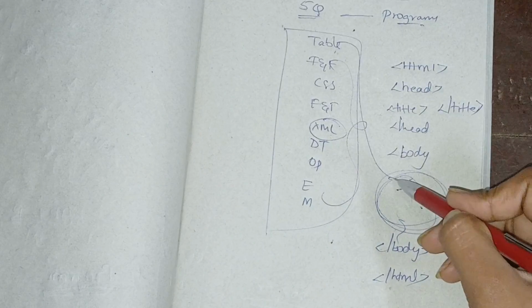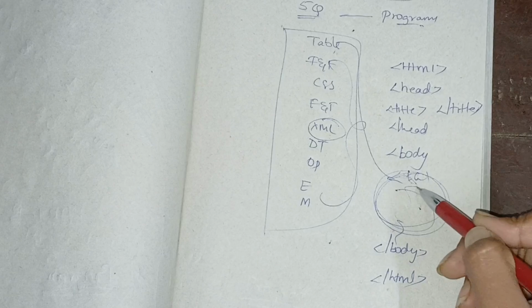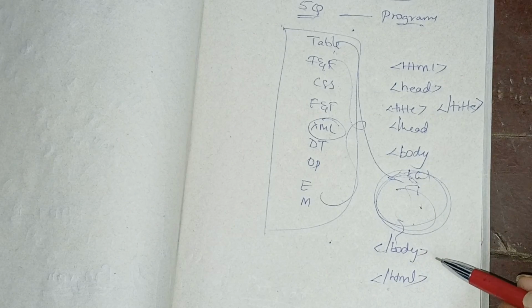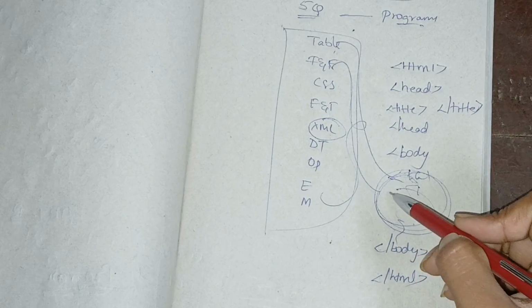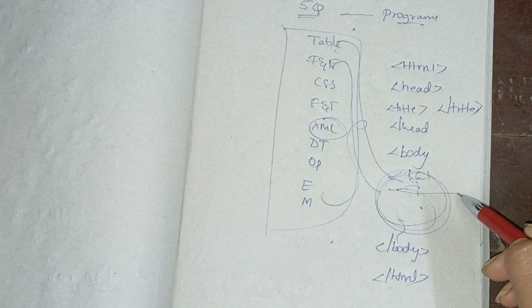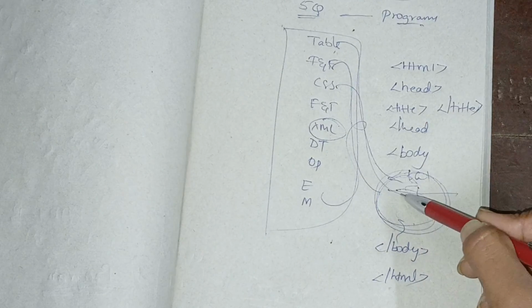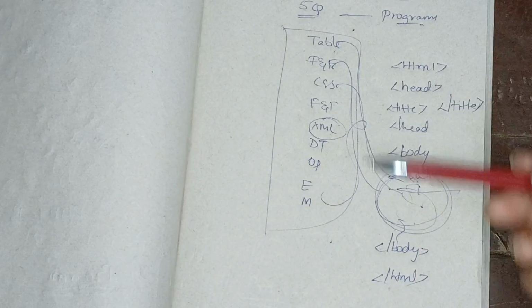In tables, here you will have table open, tr, td, like that. In forms and frames, you will get input type equal to text, and for CSS you will get CSS, like that. This is the basic structure.